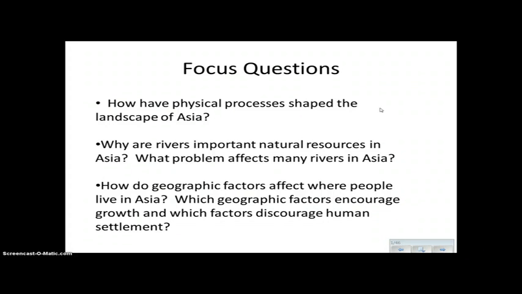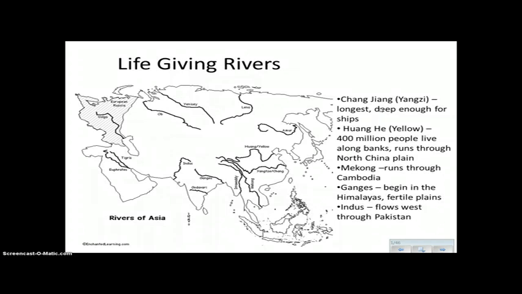Okay, the next section that we're going to do is why are the rivers important natural resources in Asia? Here's a map showing you many of the major rivers in Asia. This map should look familiar. We have the Changjiang River, also called the Yangtze River, which is right here. It is the longest river in all of Asia.